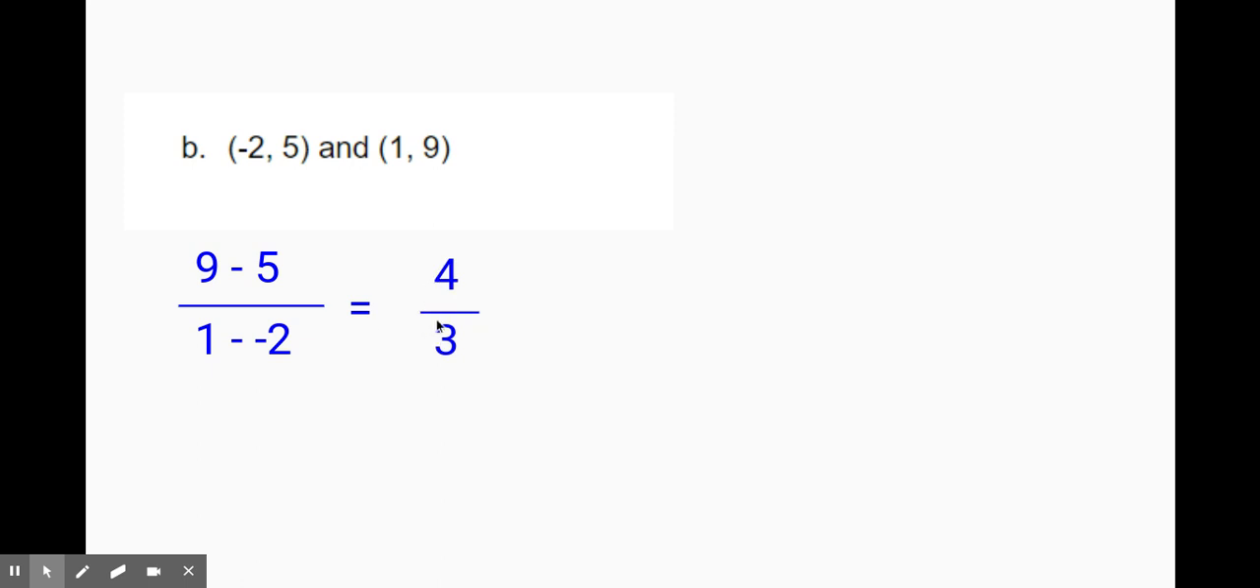And from here, I can't reduce anymore. You do not need to change this to 1 and 1/3. Leaving it as a fraction of 4/3 is fine. So the slope is 4/3. Let's try again. Check your work.